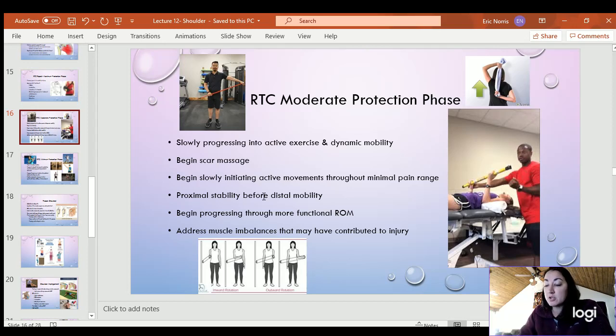And then eventually you will start to go through more functional ranges, a little more towards diagonal patterns, coupled movements. And of course, throughout this phase, you'll be addressing muscle imbalances. Stretch what's tight, strengthen what's weak, try and get the best movement without compensation, without compensatory muscles activating and causing other movements.